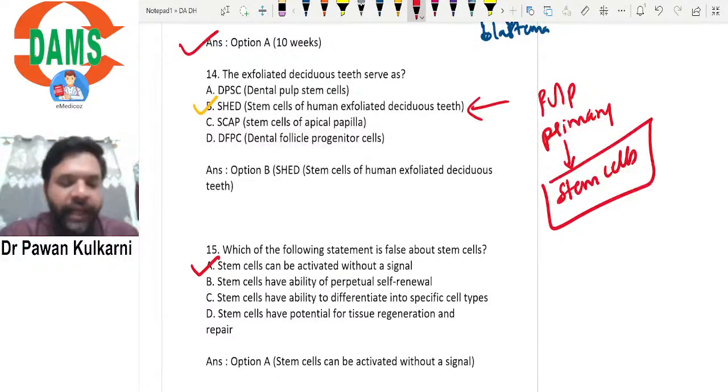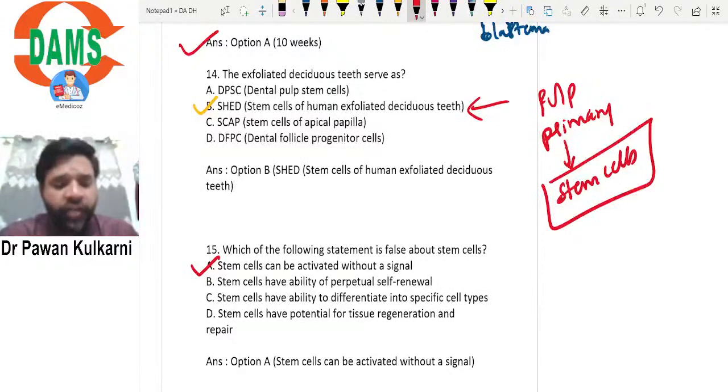Stem cells have the ability of perpetual self-renewal. Yes, that is why they are called as stem cells. They have their self-renewal capacity. They have the ability to differentiate into specific cell types. That's what we have discussed just now. They can get converted into odontoblast. They can get converted into osteoblast. They can get converted into nerve cell.